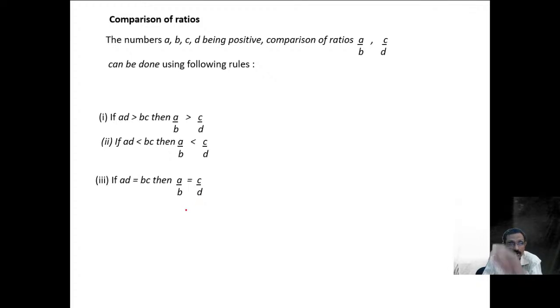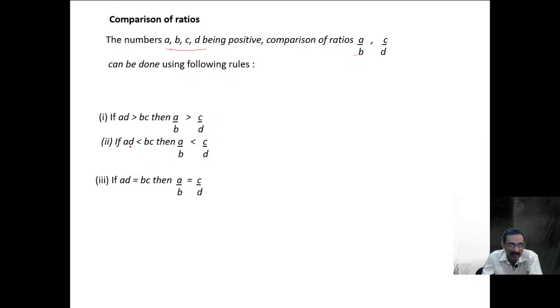Comparison of ratios. If you have 4 positive numbers A, B, C, D, there are 3 rules for the comparison of ratios. For the comparison of the ratios A upon B and C upon D, the first rule is to cross multiply: if AD is greater than BC, then A upon B is greater than C upon D.